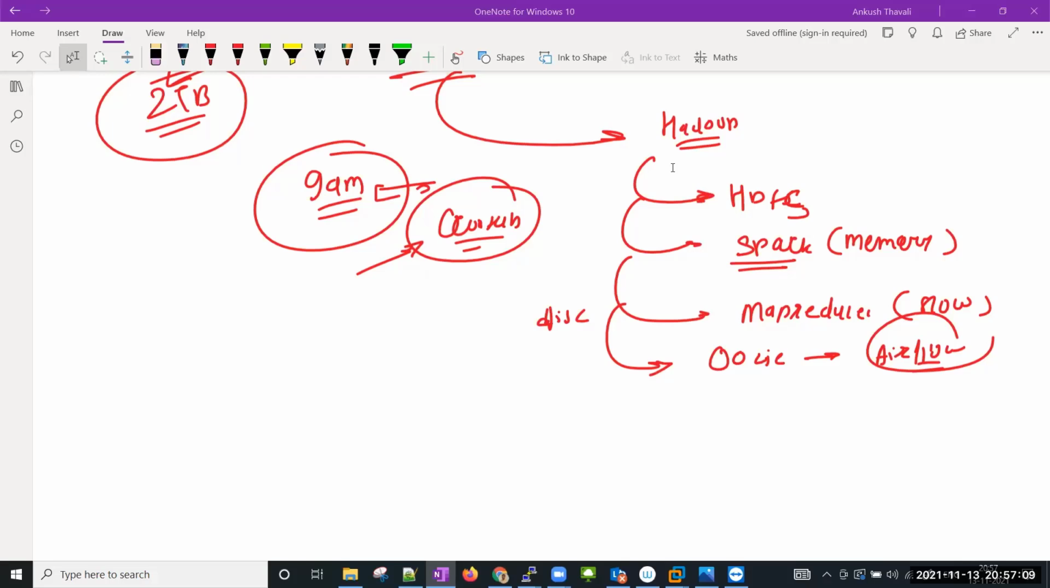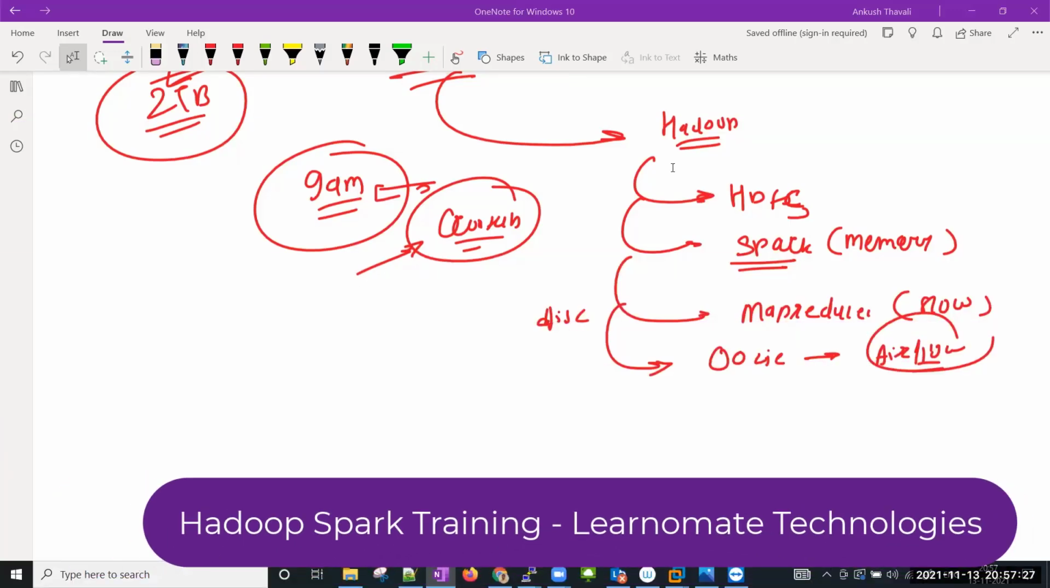Suppose 100 partitions have been created internally and I want to process them in parallel without blocking anyone. Then I can go for 20 executors and 5 cores. 20 into 5 equals 100. This means all 100 partitions will be running together.